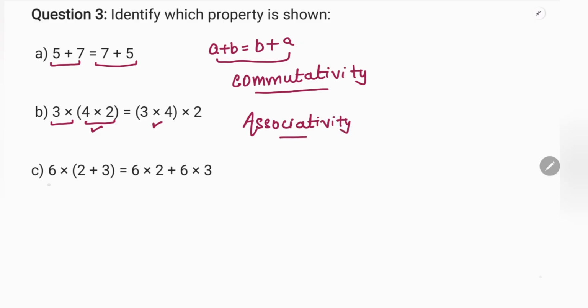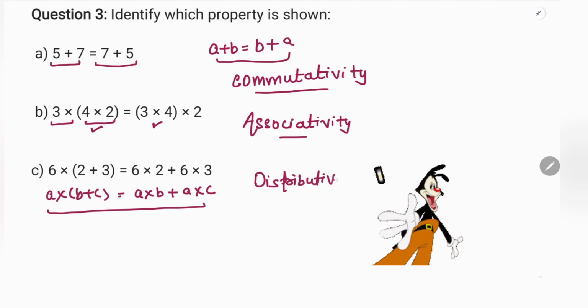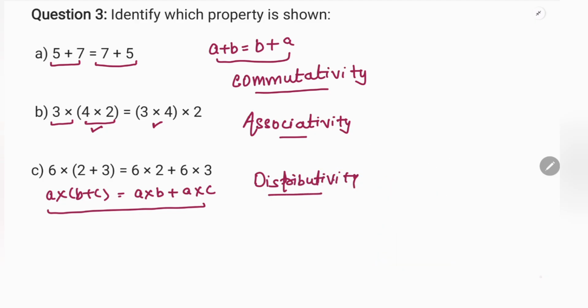And this property, a times (b plus c) is equal to a times b plus a times c. What is this property? This is distributivity. You can say distributivity, or you can say the distributive property.